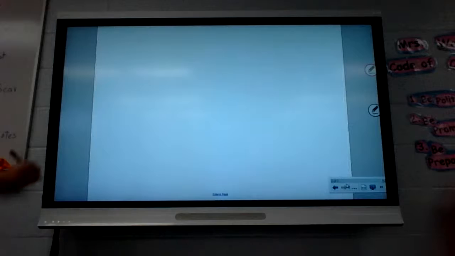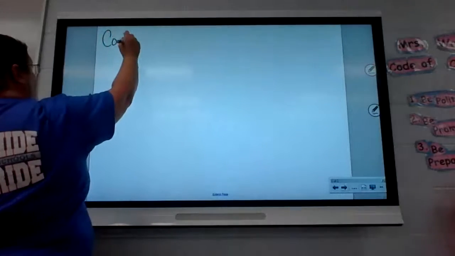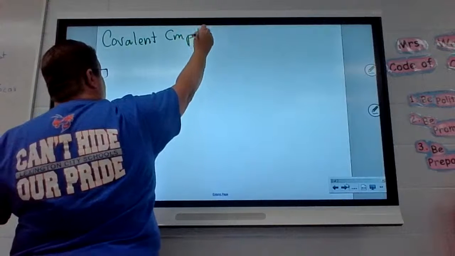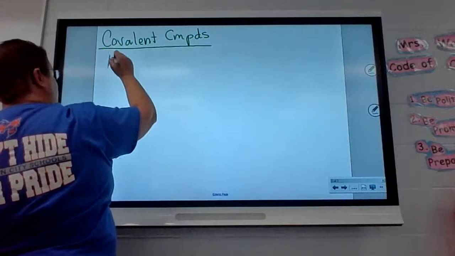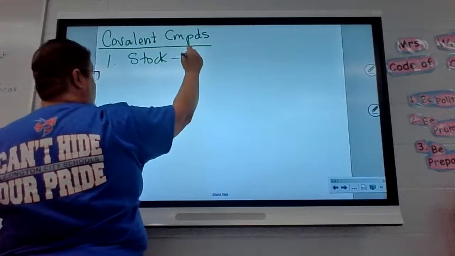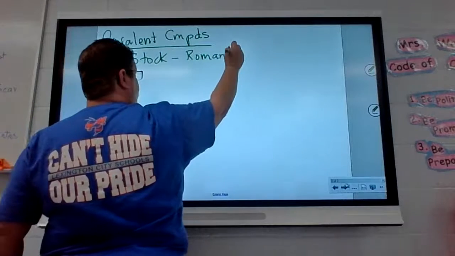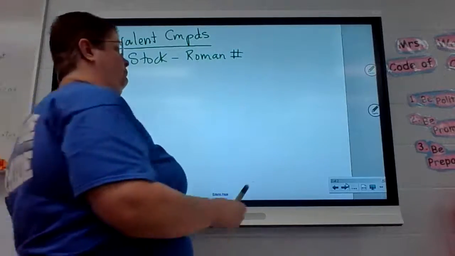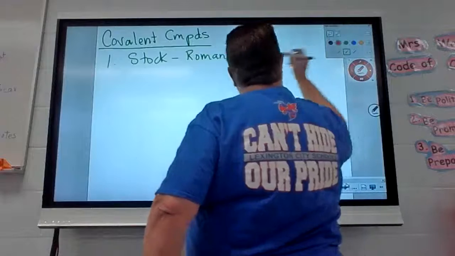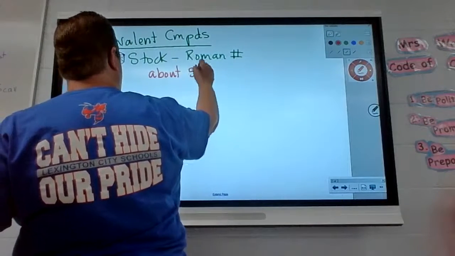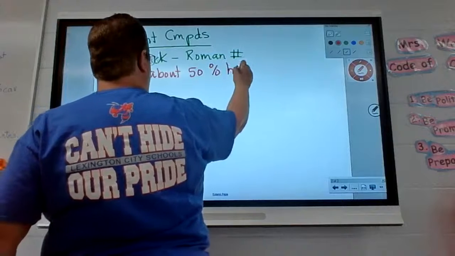Since we're doing covalent today, covalent compounds use both stock, which is, of course, the Roman numbers. Now, the downside to the stock system is about 50% have been reduced.